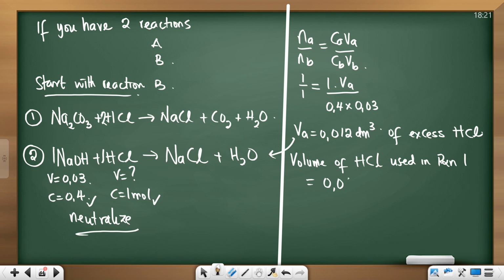is 0,05 minus 0,012. Please talk to me. 0,038 dm cube. Do you understand what I just did? The total volume was 50. We used 12 in one reaction. What did we use in the other one? 38. Because together it must give us 50.